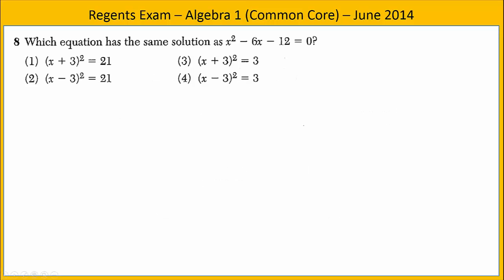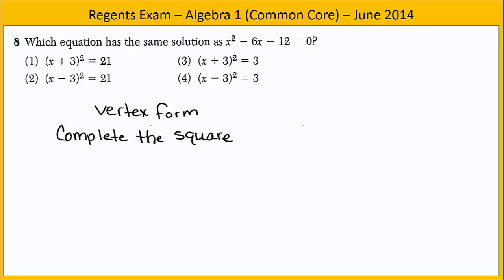In exercise 8, we're asked which equation has the same solution as the equation x squared minus 6x minus 12 equals 0. Looking at our choices, it looks like they've all been written in vertex form with a constant added to the right-hand side of the equal sign. We can use completing the square to write our equation in vertex form.